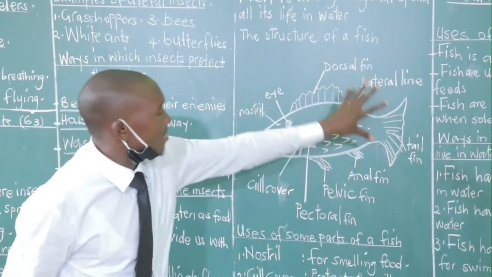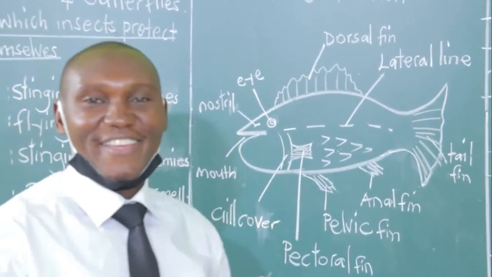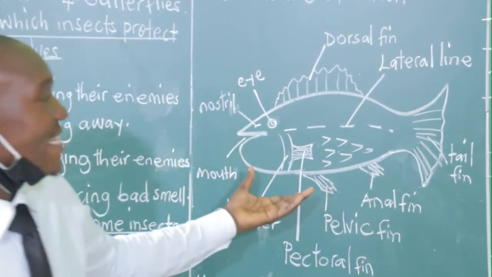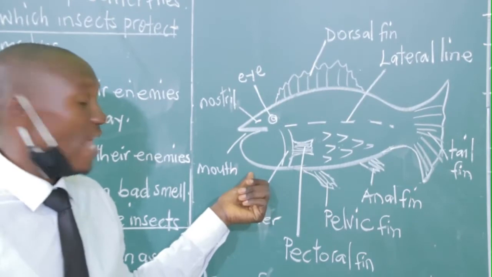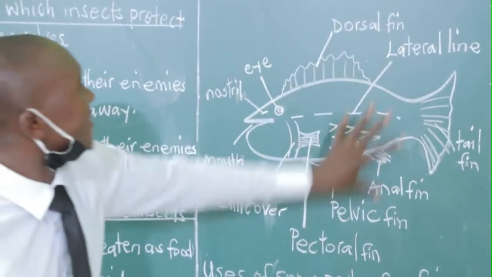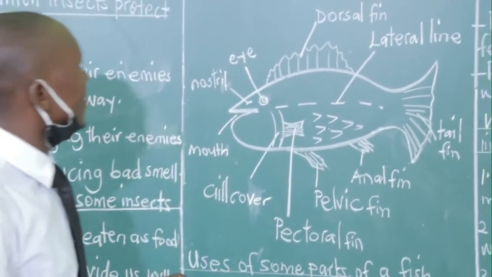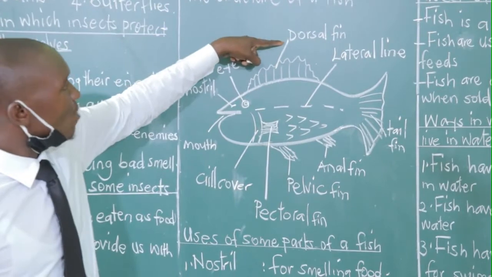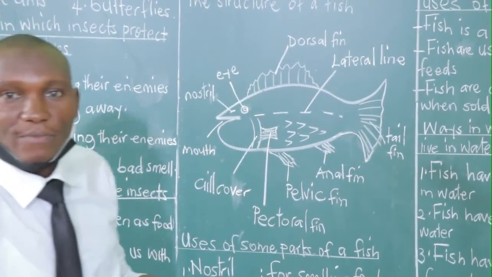When you look at the structure, I know you have eaten fish. Very many types of fish you've eaten. And when you look at this, you remember the fish you have ever seen and taken. You get it? Now, the fish has parts, as you are seeing in your book. One, the fish has the dorsal fin. Look at the spelling of dorsal fin. The fish has dorsal fin.